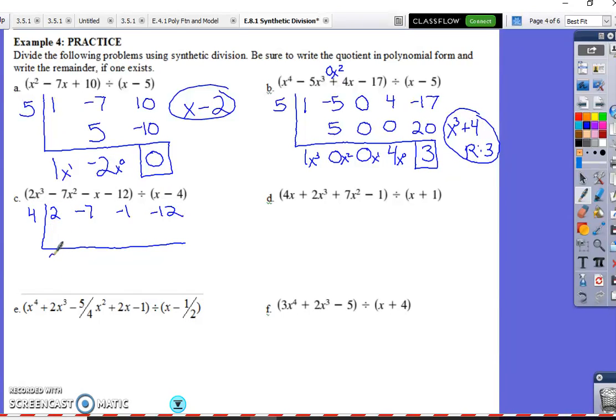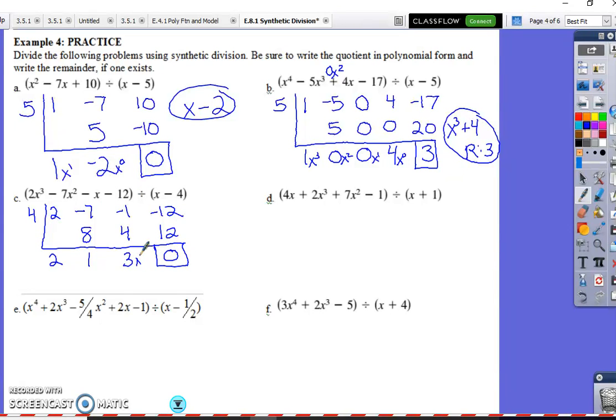So 2 comes down as a 2. 2 times 4 is 8. 8 minus 7 is 1. 1 times 4 is 4. 4 minus 1 is 3. 3 times 4 is 12. And -12 and 12 makes 0. We like these remainders of 0. You're going to see in future lessons why we have that 0 there, but right now we're just working on the synthetic division. Again, working my way backwards.